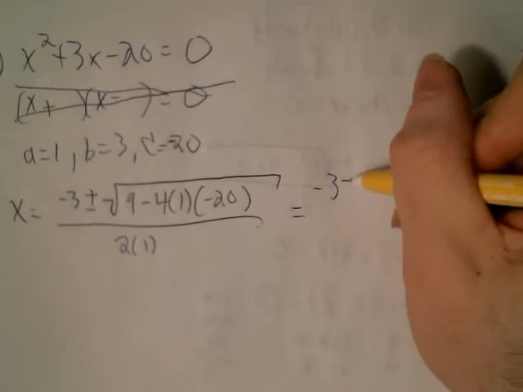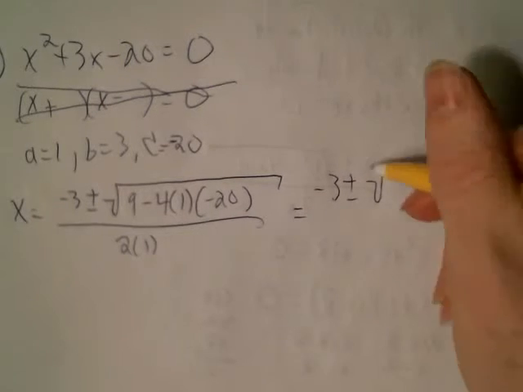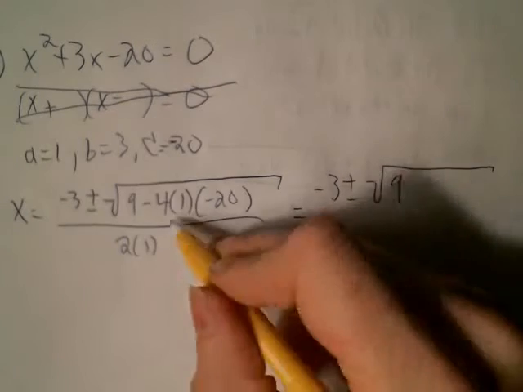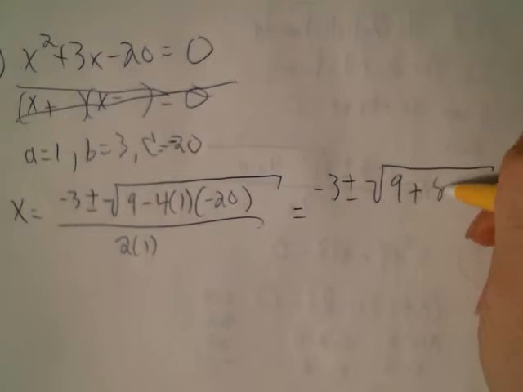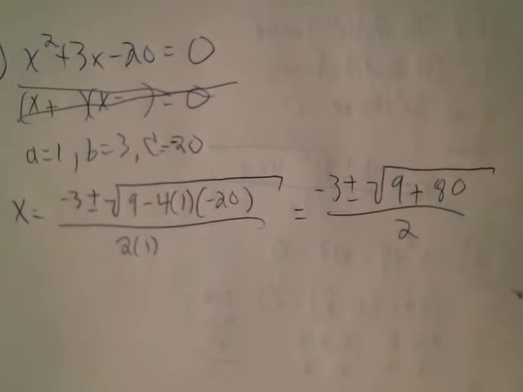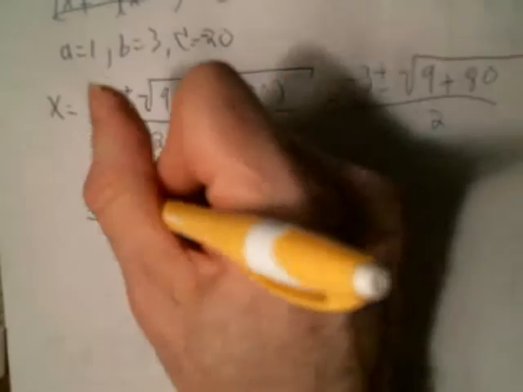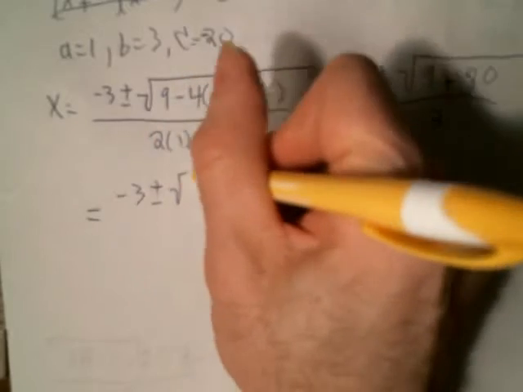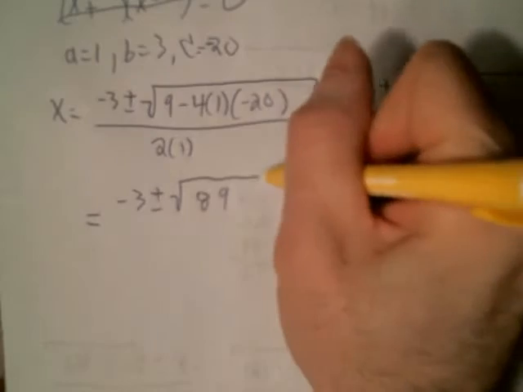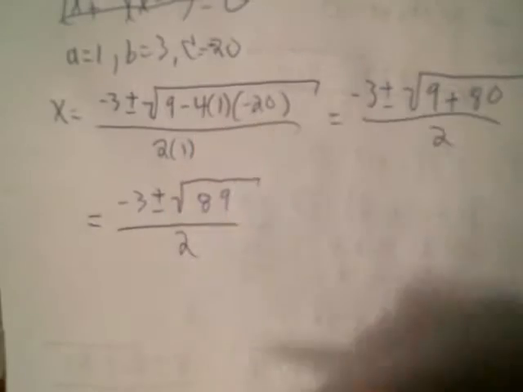So then I got negative 3 plus or minus square root of 9, negative times negative is plus, looks like 80, all over 2. And then we just keep simplifying. This is negative 3 plus or minus square root of 80 plus 9 is 89, all over 2. And I don't think 89 will factor at all, not into a perfect square at least. And so we'll have to leave our answer in this form.